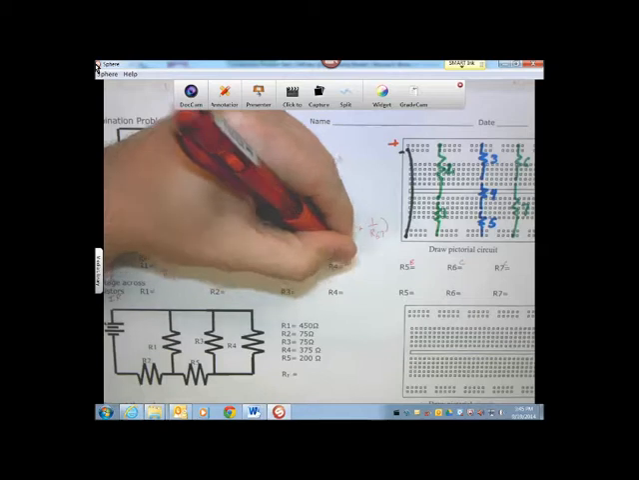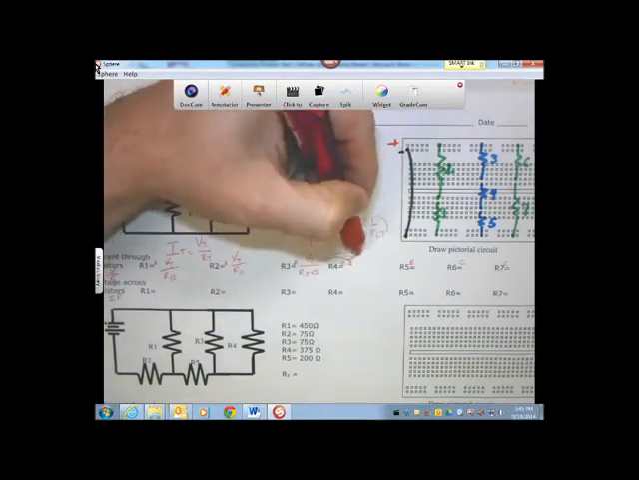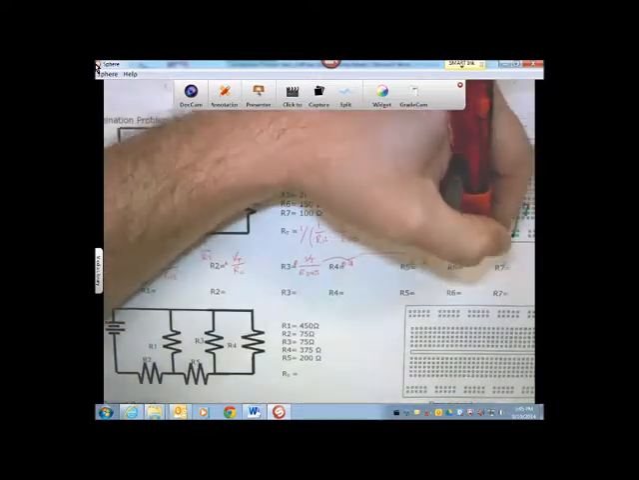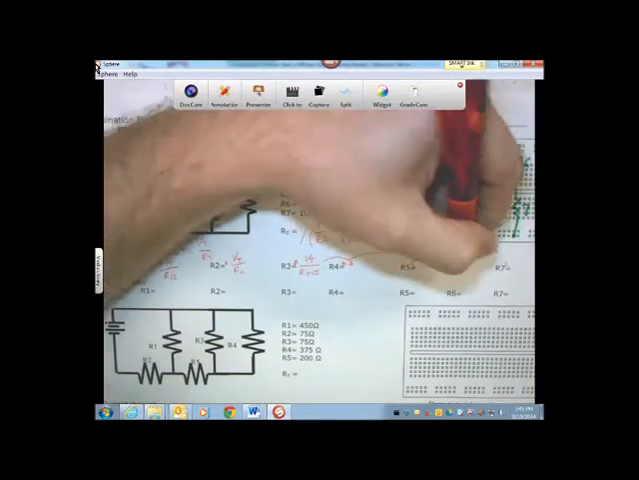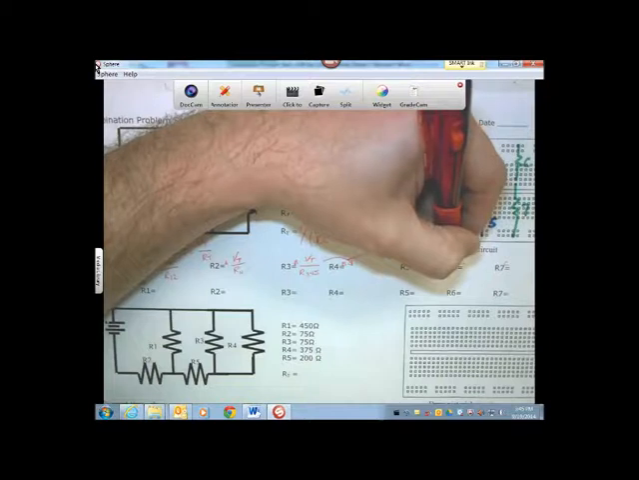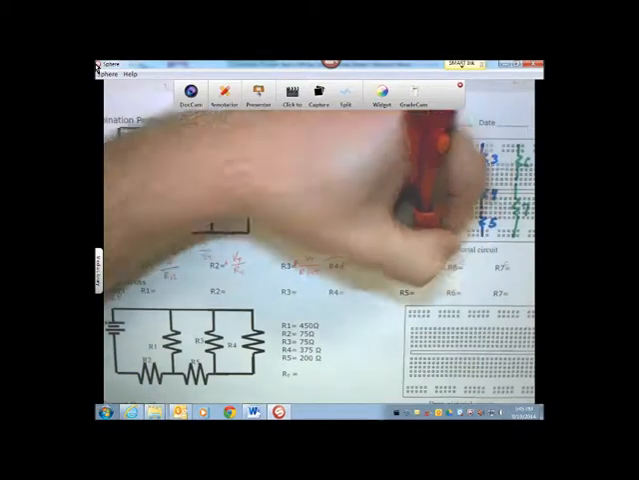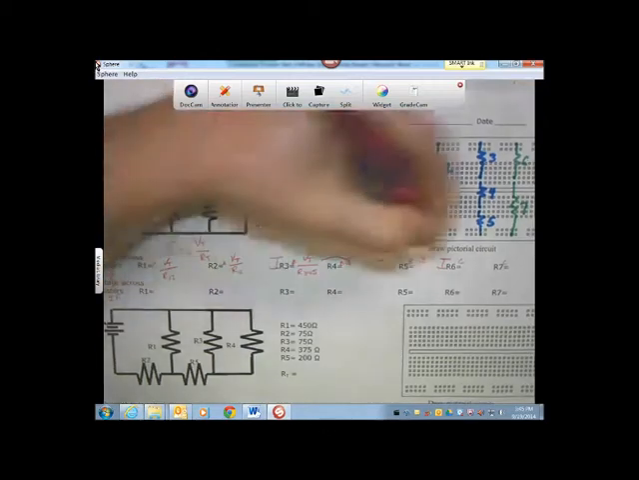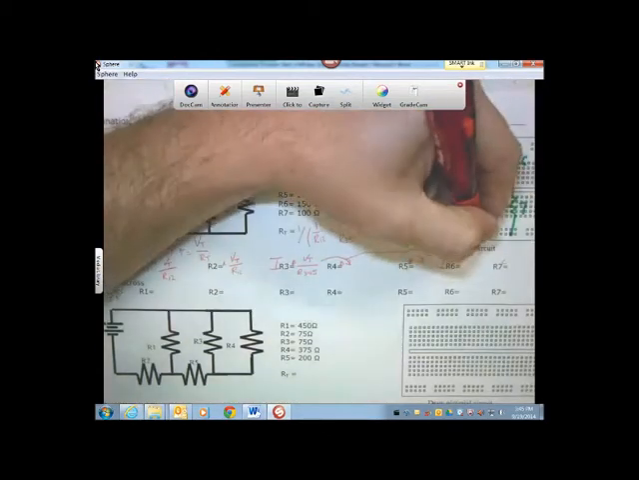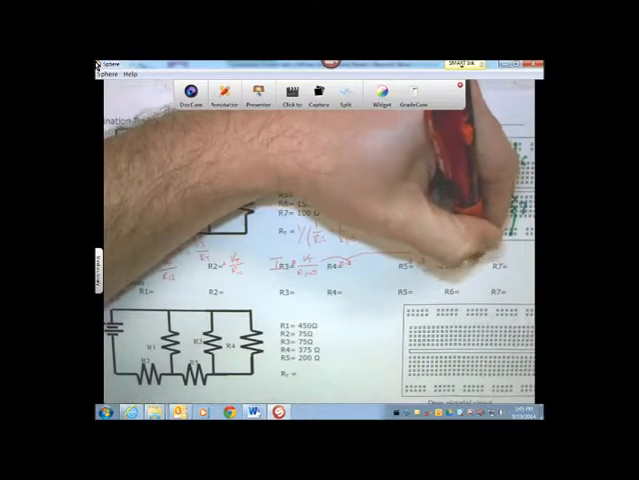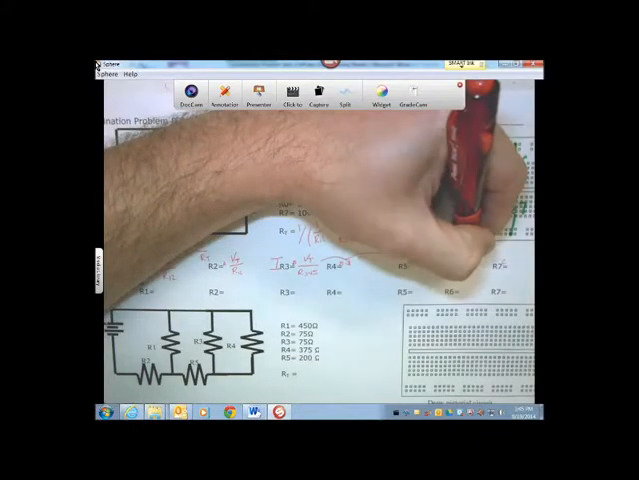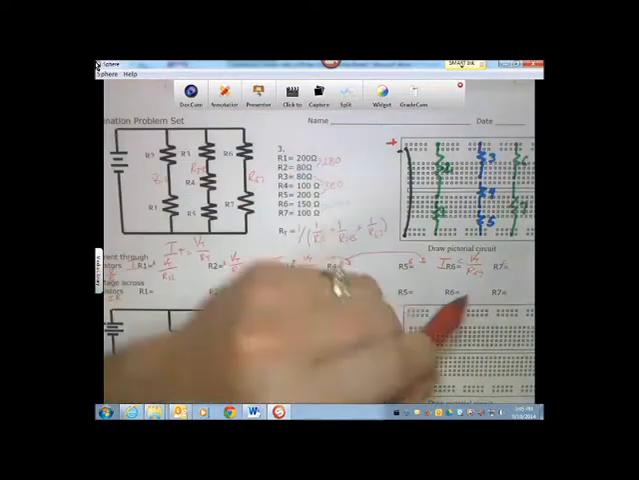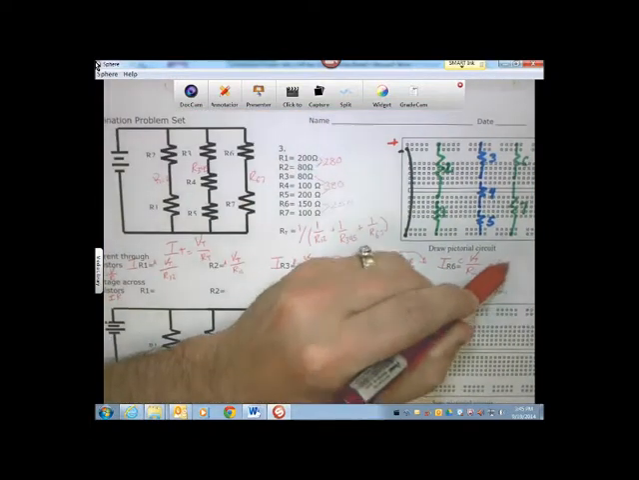And that's the same thing here, and in R5 as well. And then R6 and 7. So we want the current, again, through, we're going to put an I here to make sure we remember what we're looking for. Current through R6 is going to be total voltage over the resistance of that branch, which is R6, 7. And then that's the same thing that goes in R7.